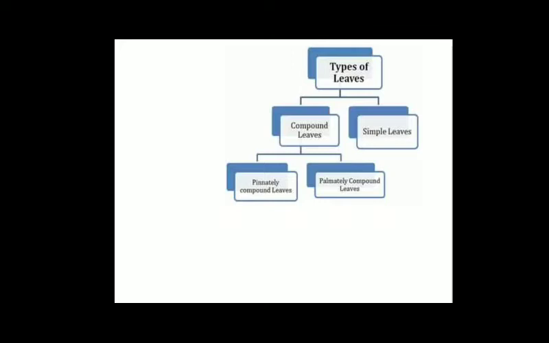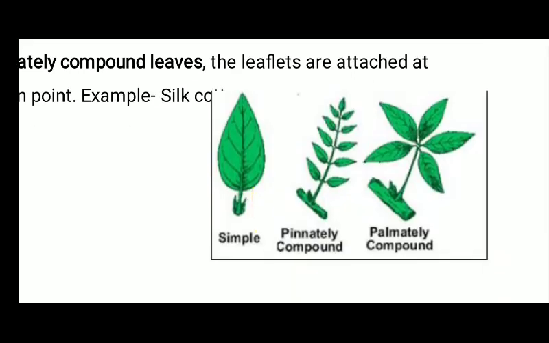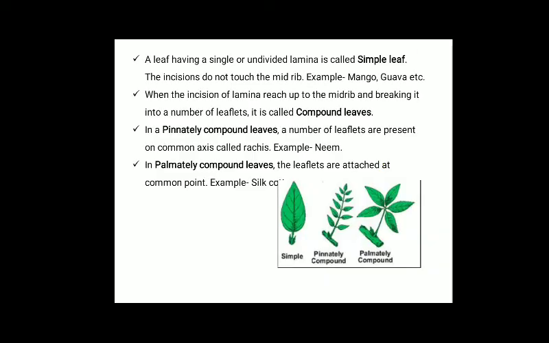So, types of leaves. Leaves are of two types, simple and compound. Compound leaves are again divided into pinnately compound and palmately compound leaves. The leaf having a single or undivided lamina is called a simple leaf. In this figure, in the first diagram, we observe a simple leaf. Next example, mango, guava. When the incision of the lamina reaches up to the midrib, breaking it into a number of leaflets, it is called a compound leaf.